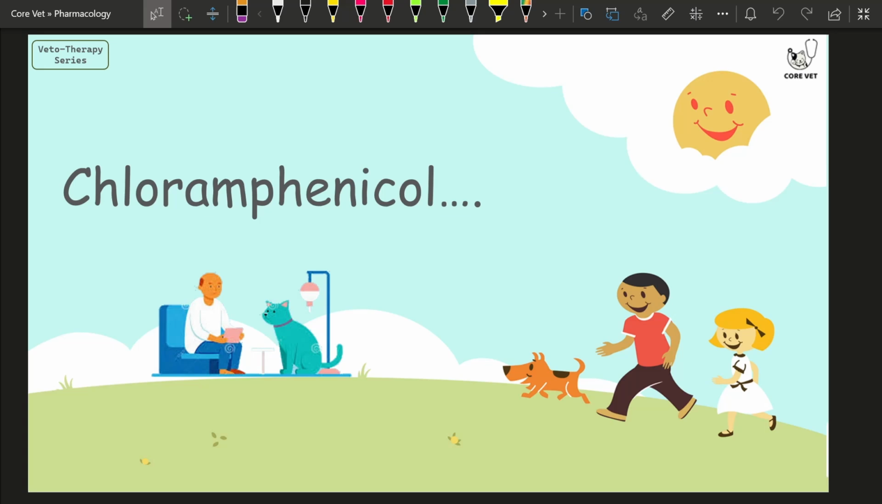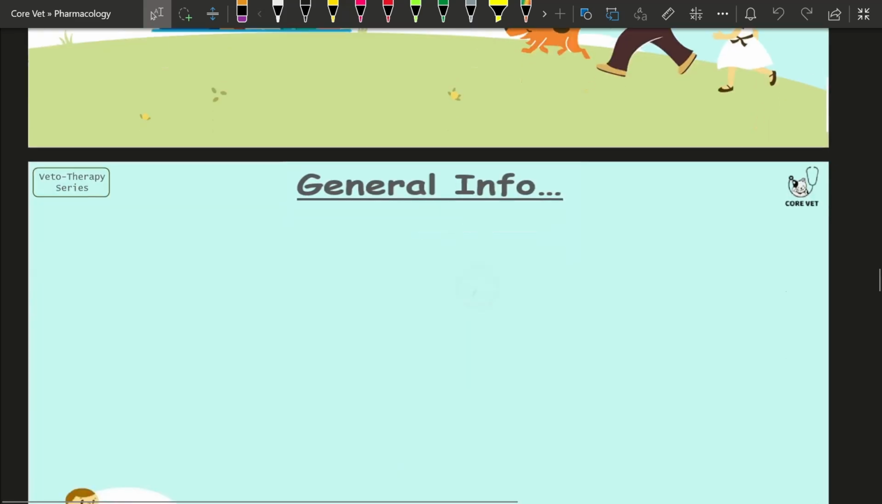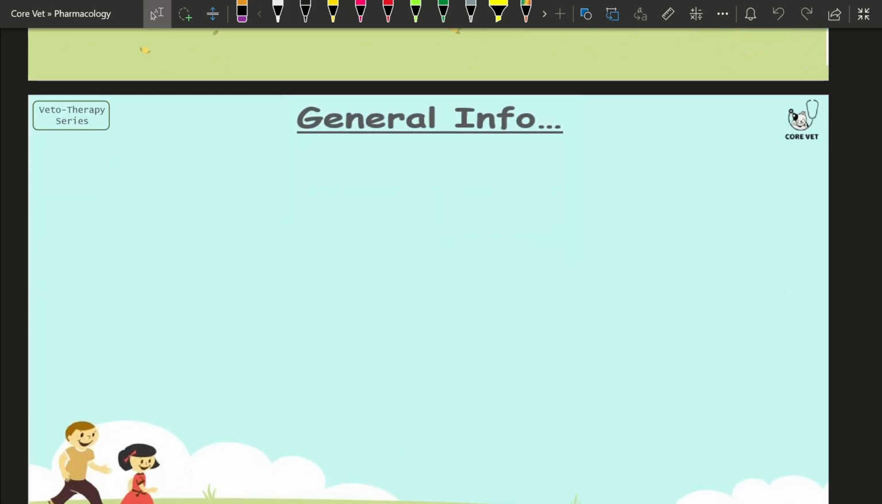Today we are going to discuss chloramphenicol in this lecture. We are beginning with the general introduction. First of all, we will be discussing the general information about chloramphenicol. If we talk about the source of this particular drug, it is Streptomyces venezuelae.